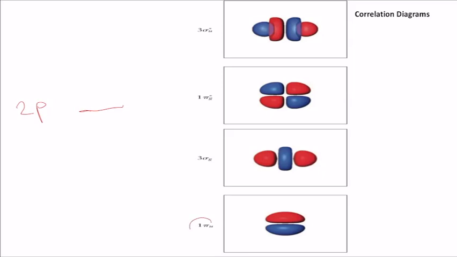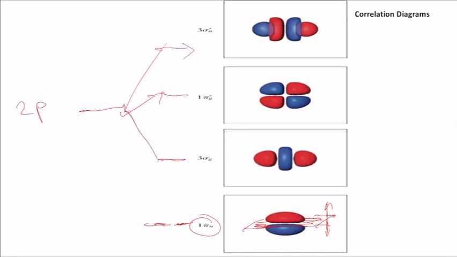We have the 1 pi u, and this will be two of them, because there will be two different planes that we can have this. In this case, this one is drawn like this, but there's going to be another plane, so that would be the x-axis. There could be one in the y-axis. Okay, so there's two of these orbitals. Then there's going to be the sigma g. There's only one of them. Then the pi g. And then finally the 3 sigma u.